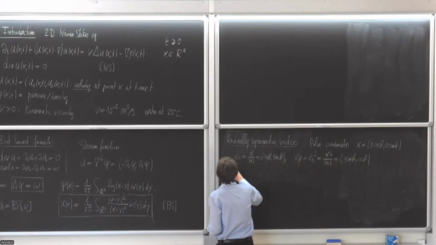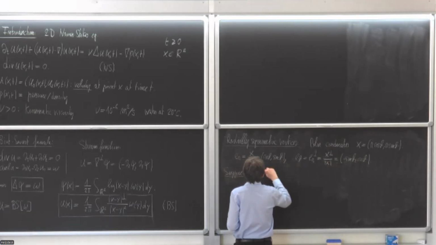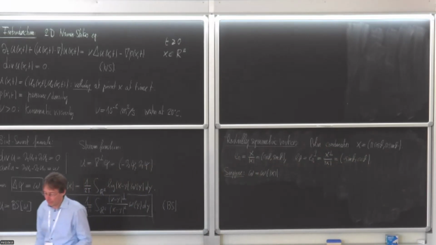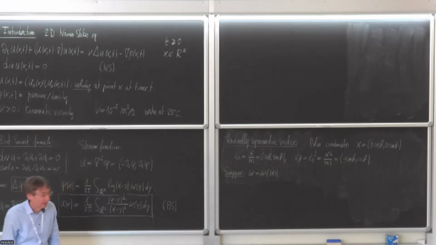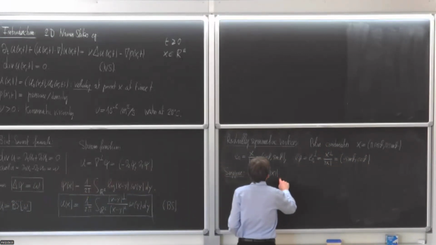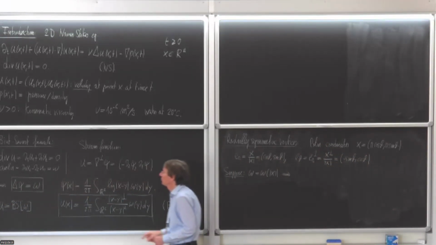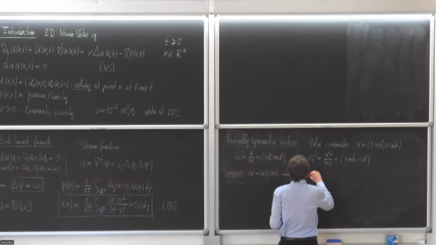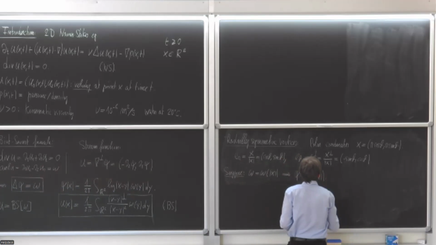Now I take the vorticity of a particular form. I suppose that omega is a function of modulus of x, a radial profile. Sorry for not being very careful, writing the same letter for omega and the radial profile. What can you deduce? If you solve the Poisson equation, everybody knows that the Laplacian operator is invariant under rotation. So if omega is radially symmetric, definitely psi is also radially symmetric, which can be seen from the formula. So psi is also a function of modulus of x.